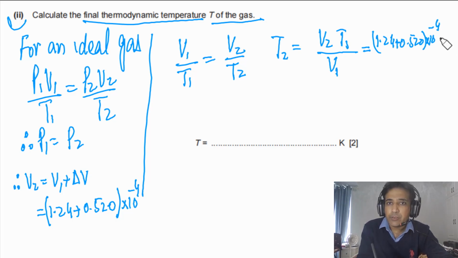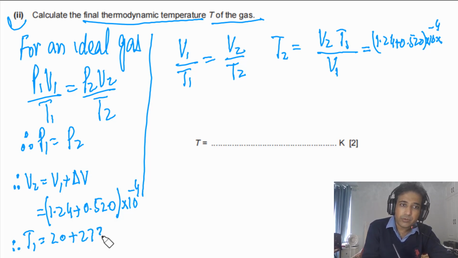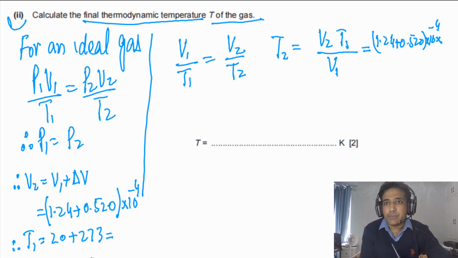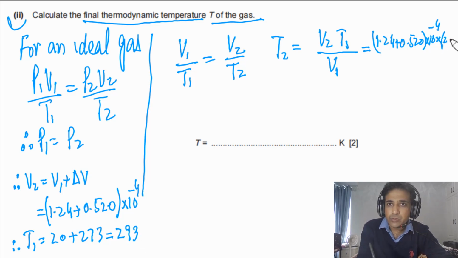And here we have the value of T1. The value of T1 we can also find out. The value of T1 was 20 degrees Celsius, so in Kelvin this has to be equal to plus 273. So it means that this will be 293. So we can also write down here, this is 293 divided by V1. V1 is 1.24 times 10 to the minus 4.